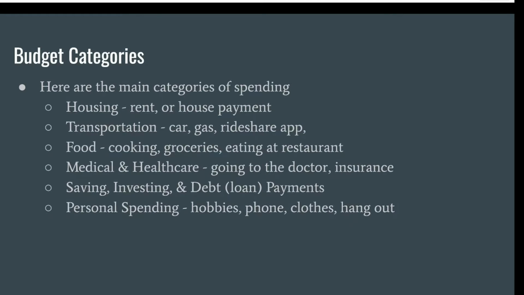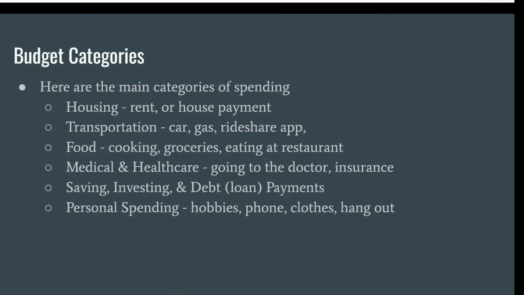And here are the main categories of spending. Housing, which is like rent or your house mortgage payment. Transportation, which is the car payment and all its maintenance, gas for the car, or using a rideshare app. Food, which is cooking at home, groceries, or eating out at a restaurant. Medical and healthcare is like going to the doctor or your medical insurance.